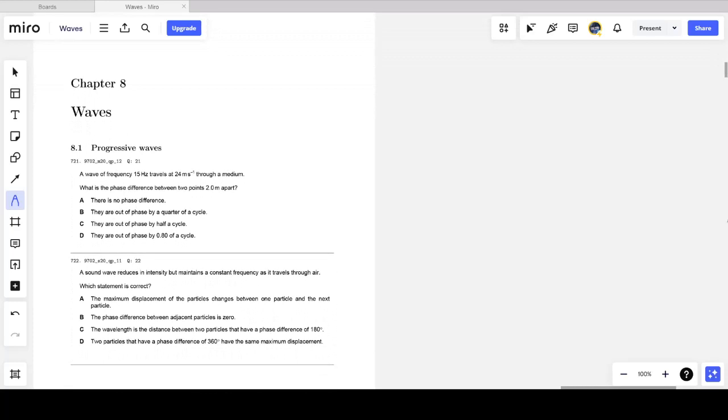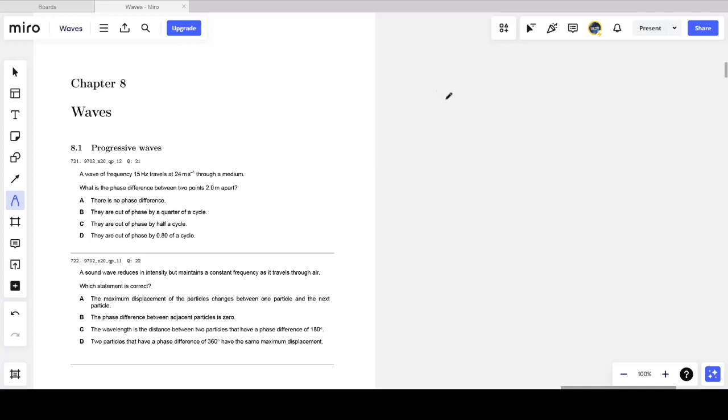Now, the first question is 721. It comes from the March 2020 exam. It's question paper 1, variant 2, and it's question 21 from the paper. We are told that a wave of frequency 15 Hertz travels at 24 meters per second through a medium, and we want to know the phase difference between 2 points that are 2 meters apart.